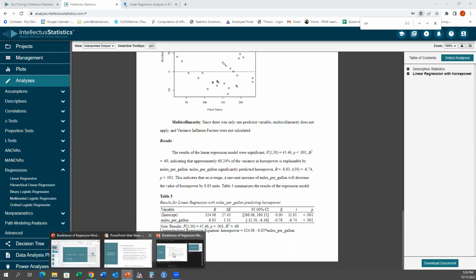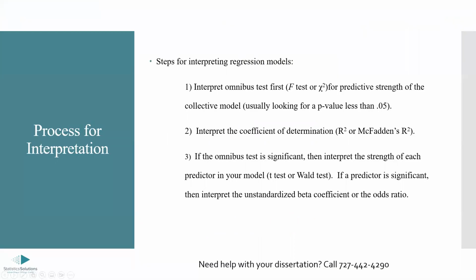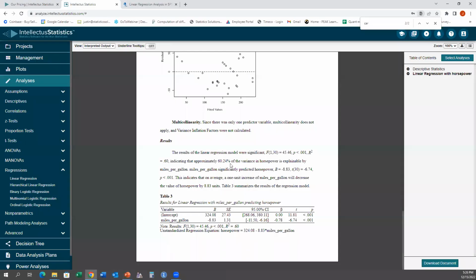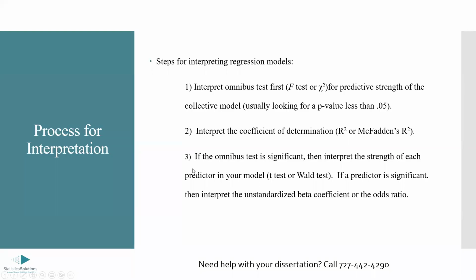Then you interpret the R-squared value. That's step 2. So the R-squared is also interpreted right here, 60.24%. It's in the note at the bottom as well, 60%. It's a decimal, but if you move the decimal over right twice, that's about 60%. What it tells us in this example is that about 60.24% of the variance or the change in horsepower is explainable by mileage.